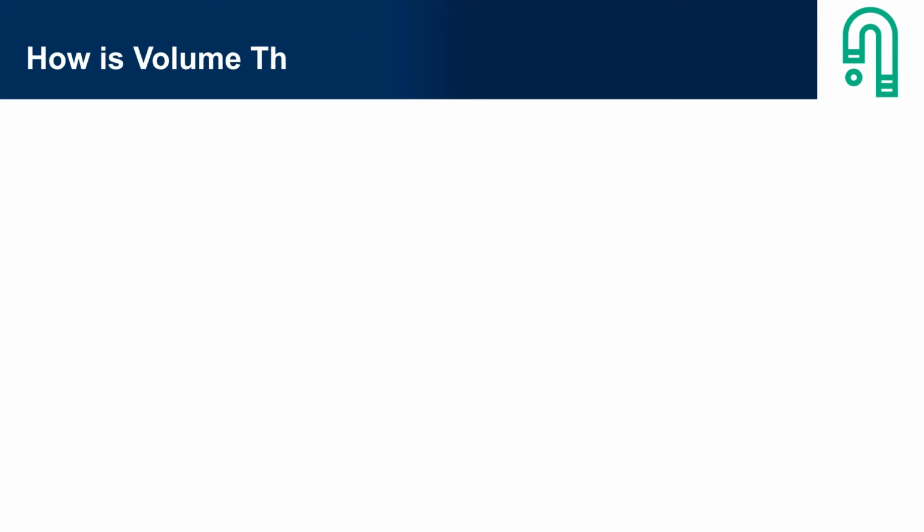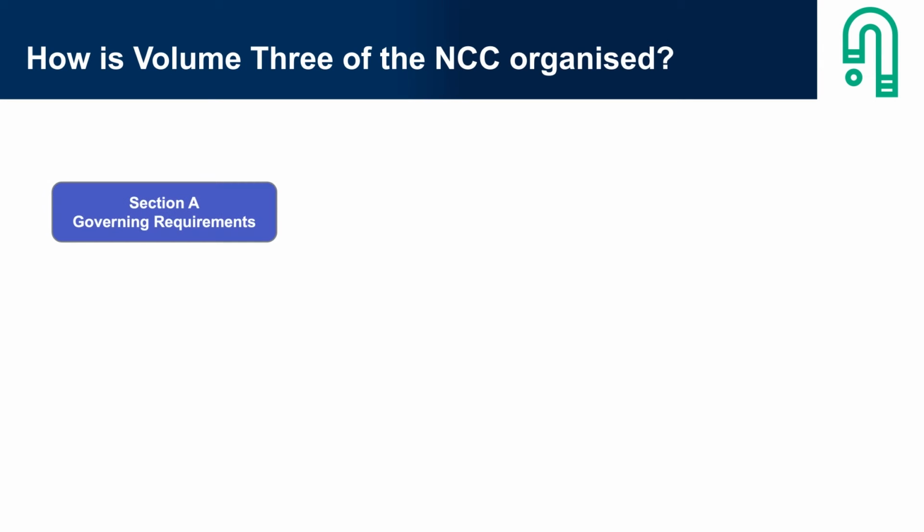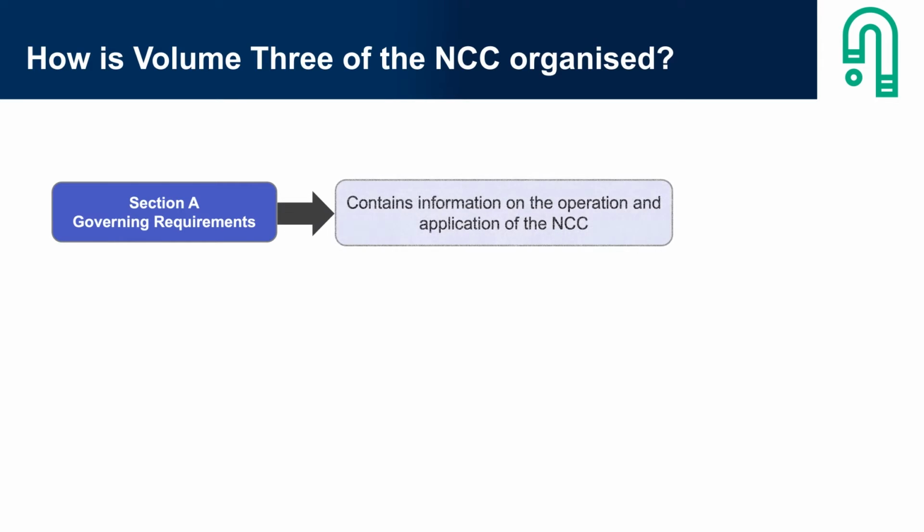How is Volume 3 of the NCC organised? Section A contains the governing requirements, which are all the same in all volumes of the NCC. You will find all the same information in Section A of Volume 3 as you will in Section A of Volume 2 and Section A of Volume 1.